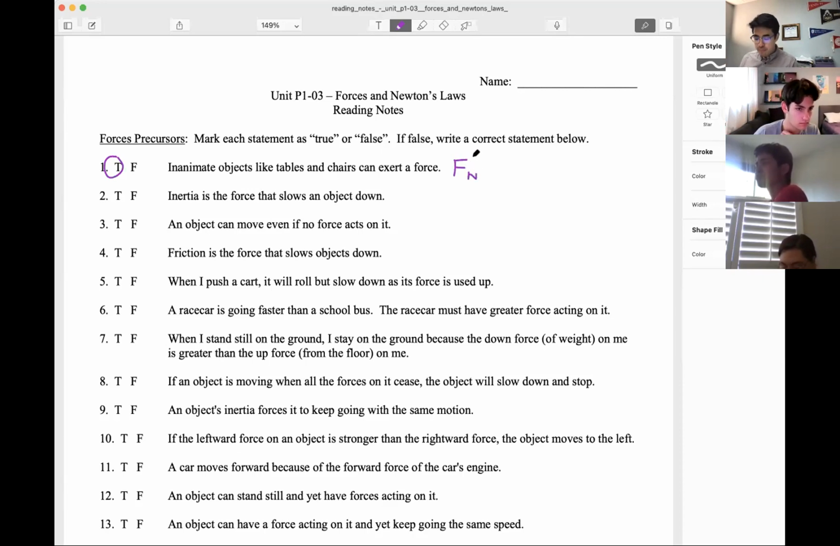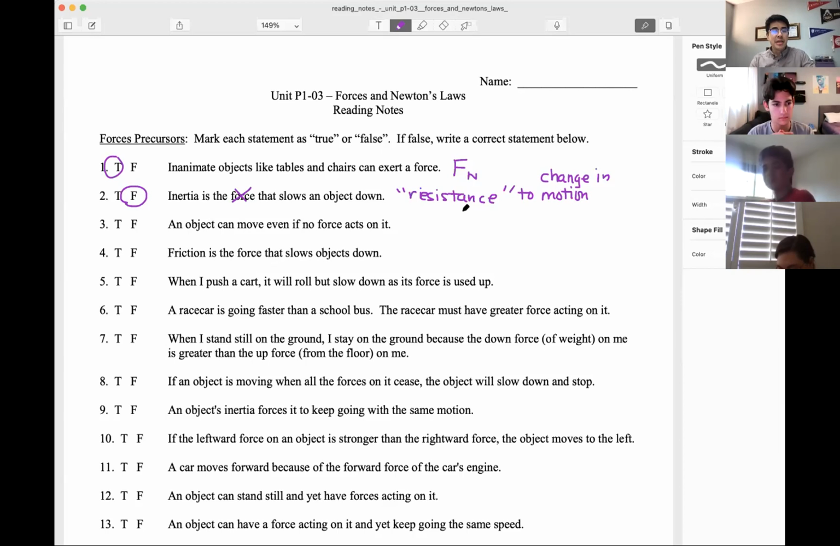Good. 2, inertia is the force that slows an object down. True or false? False. False. Why? Inertia is the resistance of an object that's in motion. It wants to continue being in motion. If it's not, it doesn't want to move. Yeah, a resistance of movement, and we can't use the word force. Or change in motion, I guess we should say, resistance to change in motion, right? Because if something's moving, it doesn't want to change. If something is still, it's not going to want to move.